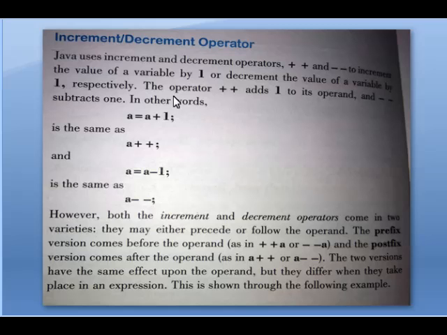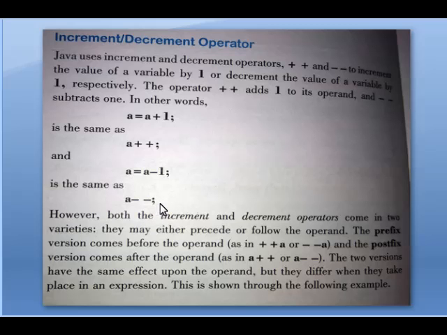The operator plus plus adds 1 to its operand. So if we are using the plus plus operator, the increment operator, we will add 1 to the given value, and minus minus subtracts 1. In other words, a equal to a plus 1. If the value of a is something, then a equal to a plus 1 means we are adding 1 to the value of a, which is the same as a plus plus. So these two are the same. And a equal to a minus 1 is the same as a minus minus.